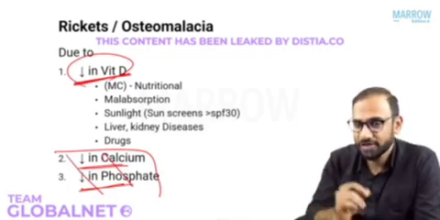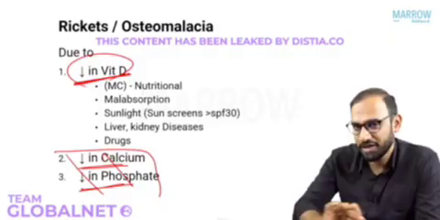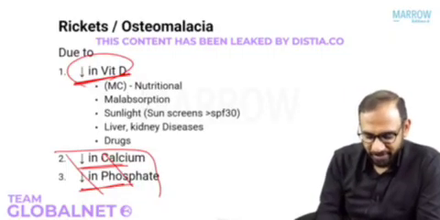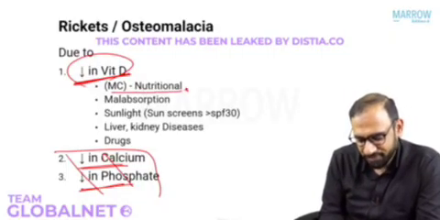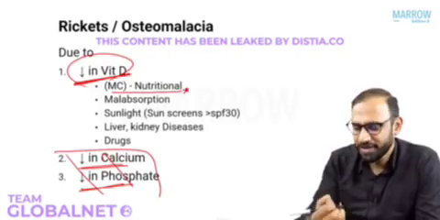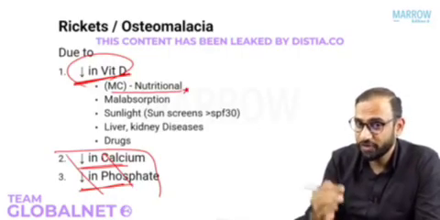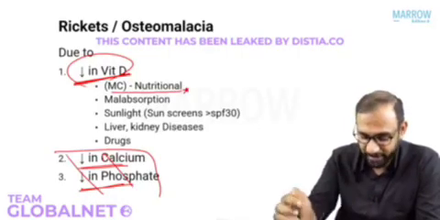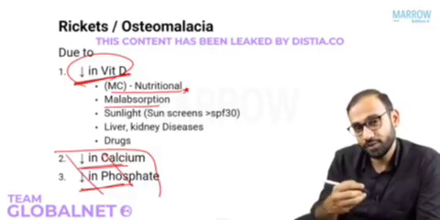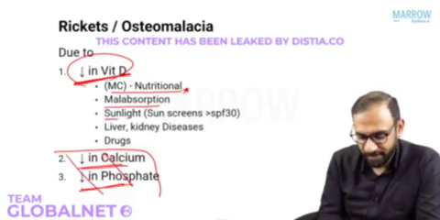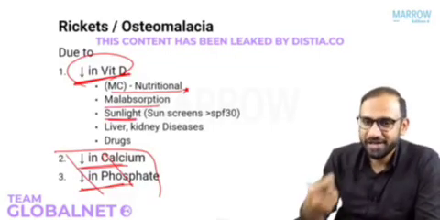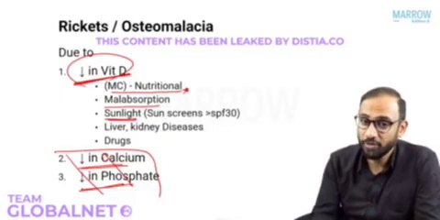Now what is the cause of this deficiency in vitamin D? There are many causes of deficiency in vitamin D. Most common is nutritional. Patient doesn't consume enough vitamin D. What are the other causes of vitamin D deficiency leading to rickets? Malabsorption. Patient consumes it, but it's not absorbed. Lack of sunlight exposure, because sunlight activates vitamin D in your body.